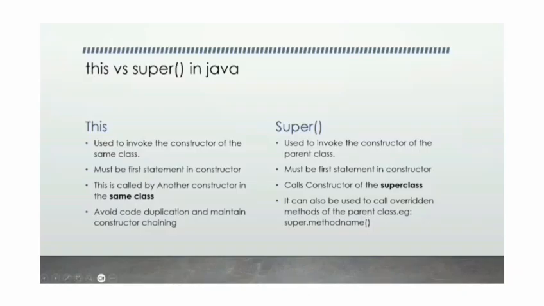Our next question: this and super. This is used to invoke the constructor of the same class. Super is used to invoke the constructor of the parent class. This is used in the same class, and super is used in subclasses to call the superclass constructor. This is used for instantiation of variables inside the classes. Super is used for calling the superclass variables or constructors.